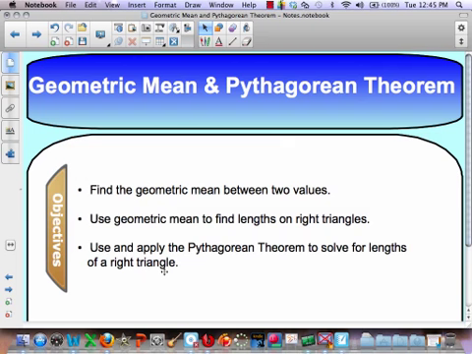Some of these notes already had to do with the Pythagorean theorems, so I cut out that information. We're only going to look at the geometric mean portion today.